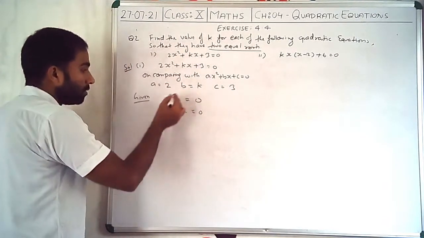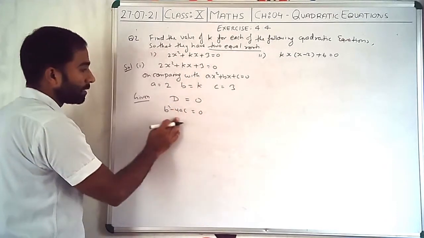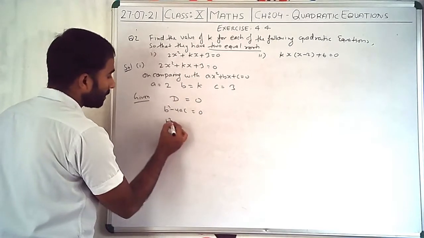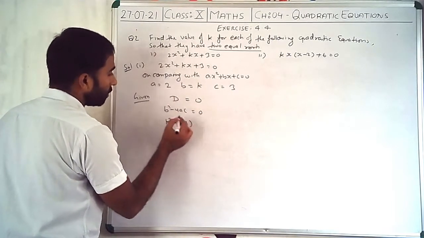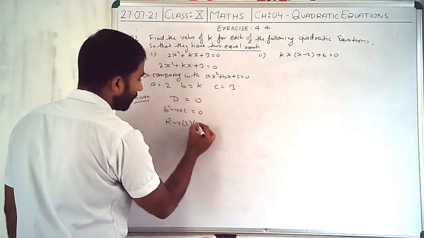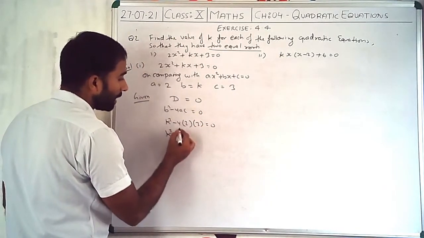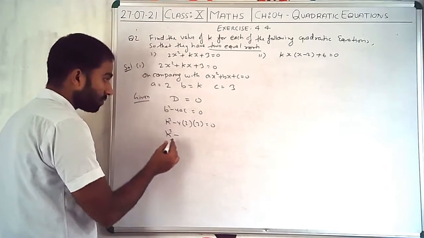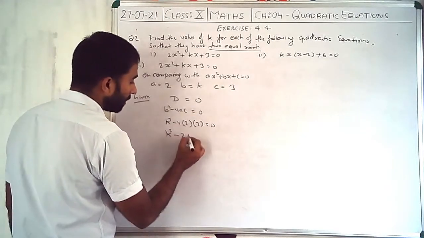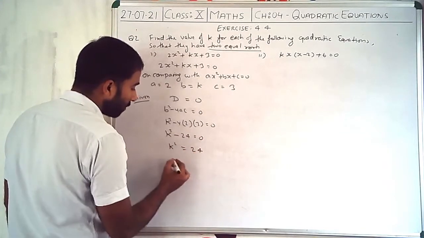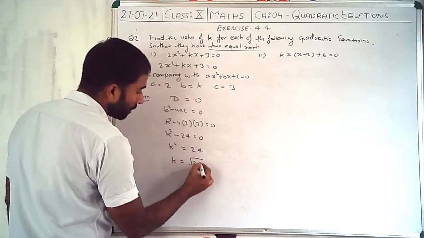Now substitute all the values. The value of b is k, so k square minus 4, the value of a is 2 and the value of c is 3, is equal to 0. So k square minus 4 times 2 times 3, which is 24, is equal to 0. So k square is equal to 24, so k is equal to root 24.